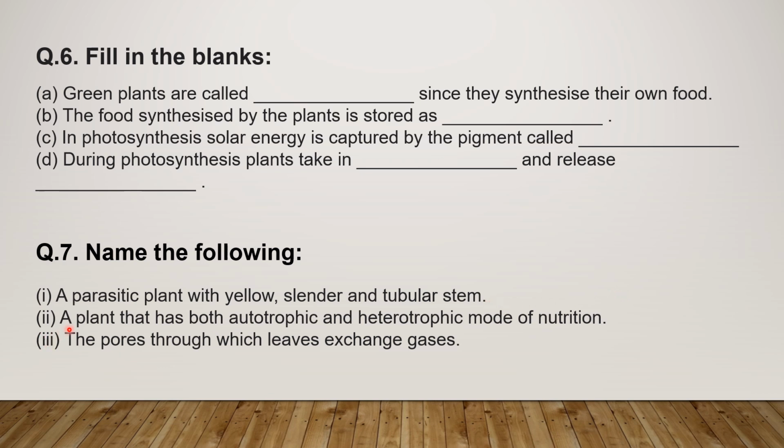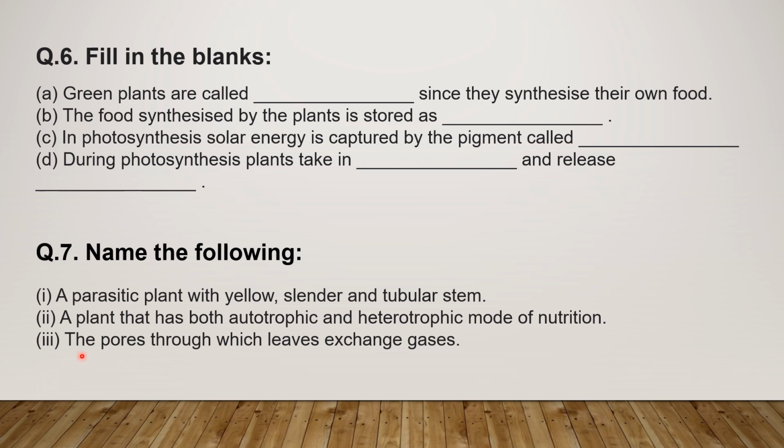Second question, a plant that has both autotrophic and heterotrophic mode of nutrition. So that plant is called pitcher plant. The pitcher plant already has chlorophyll and prepares its own food, but for getting nitrogen it also eats other insects. So that is the plant that has both autotrophic and heterotrophic modes, or we can say that it is partially autotrophic. Okay, so the answer is pitcher plant.